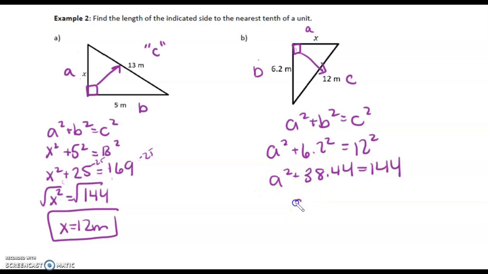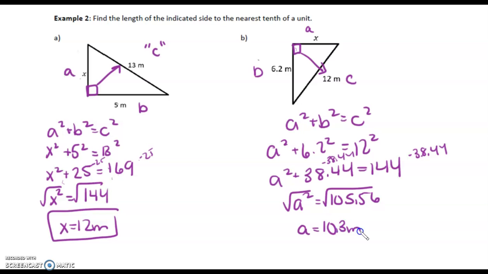Now to isolate the a squared, we're going to have to subtract 38.44 from each side. So I get 144 minus 38.44, I get 105.56. Root both sides, and we're left with a equals 10.3 meters.